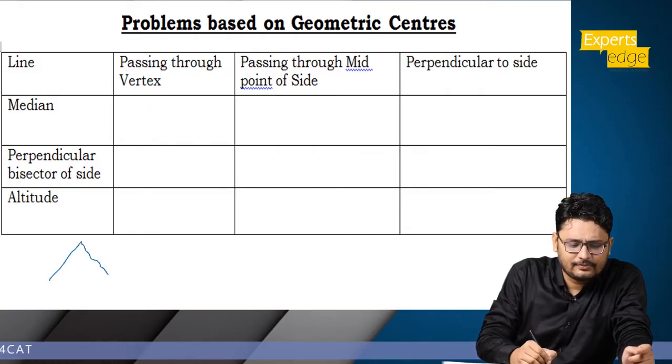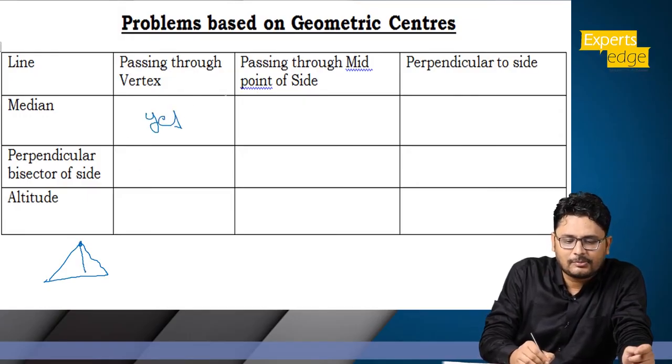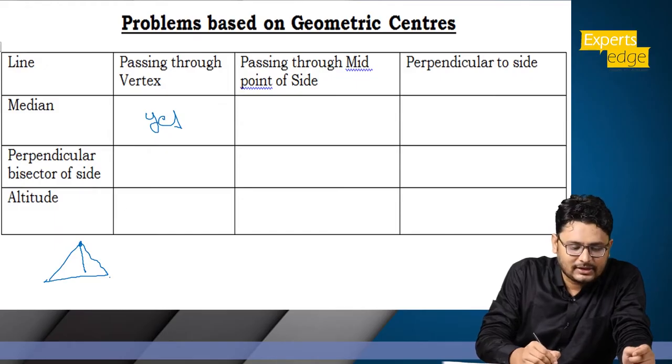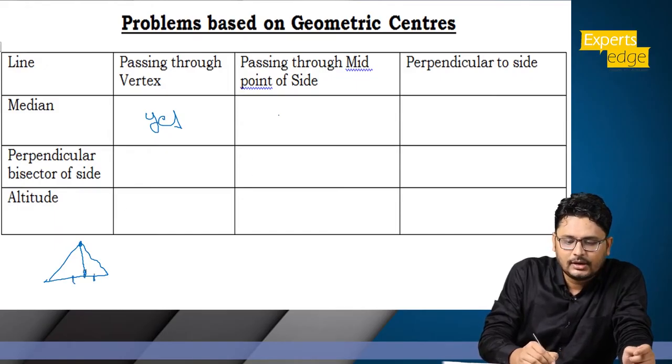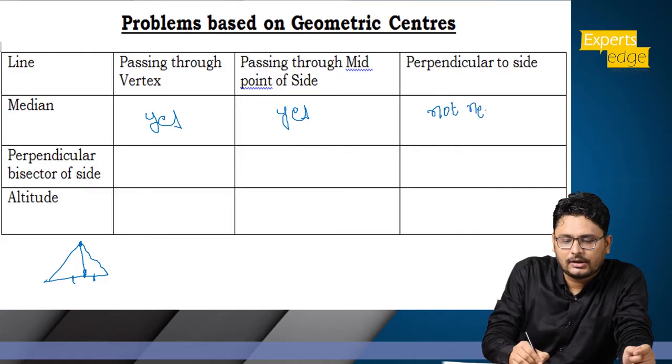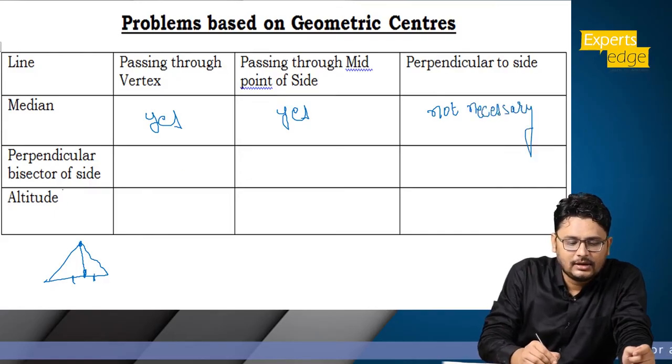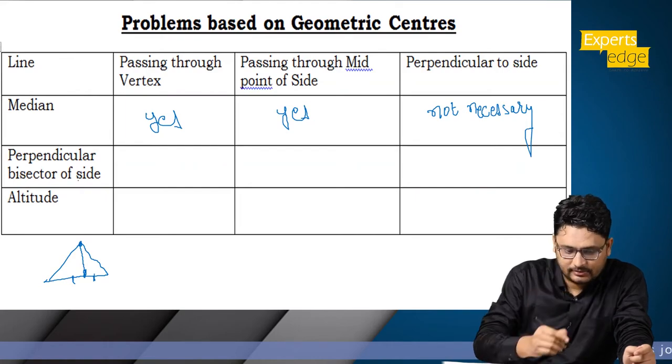If there is a triangle, क्या median vertex से pass होता है? Yes, तो median vertex से pass होता है. Does it pass through the midpoint of the side? Yes, median does pass through the midpoint. ये equal होता है दोनों, right? Is it a perpendicular? Not necessary है ना? ये हर triangle में होगा, जरूरी नहीं है. It is not necessary.